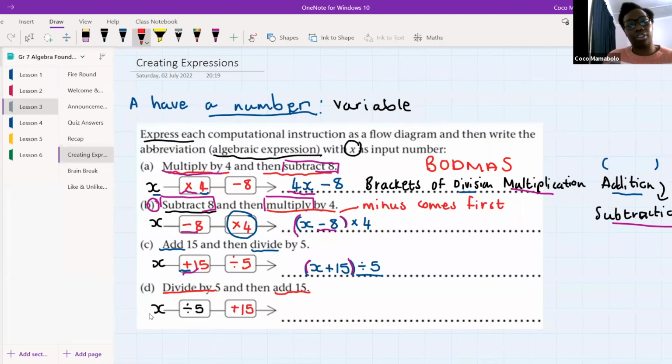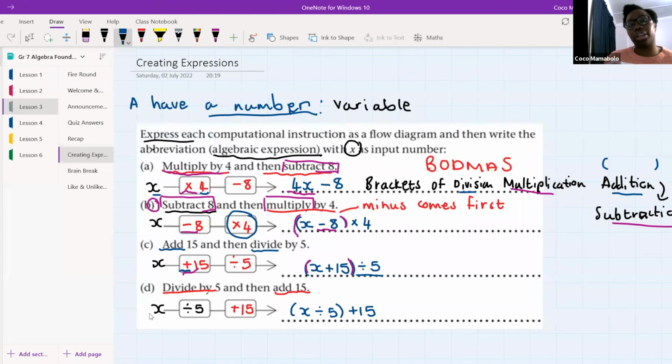What am I going to write? You want to do brackets? Okay, we can actually use brackets for this one. You're quite right. Brackets, and then? X. Divided by 5, and then plus 15. Okay, excellent.